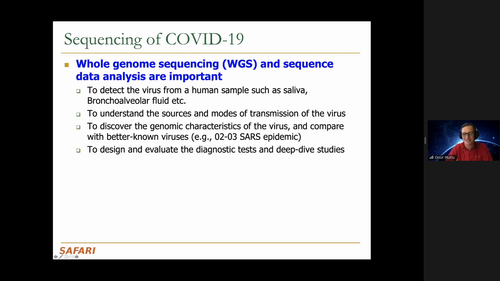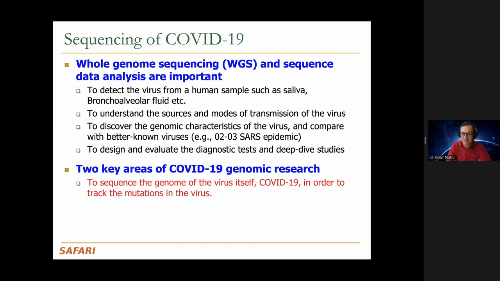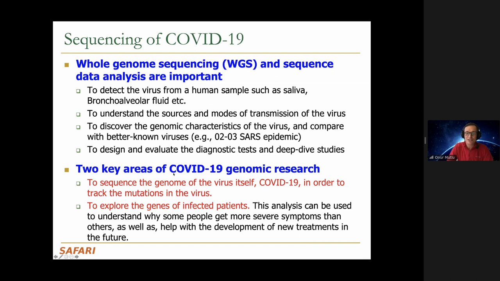People are doing whole genome sequencing and data analysis to understand the genome and its variants, do diagnostic tests, et cetera. But there are even more interesting and heavyweight analyses that are potentially even better in the longer run. You can track the mutation of the virus, for example, or you can explore the genes of infected patients. You can do these genome-wide analysis studies, right? That can enable us to understand why some people get more severe symptoms than others and why some people respond to treatments versus not respond to treatments, et cetera.